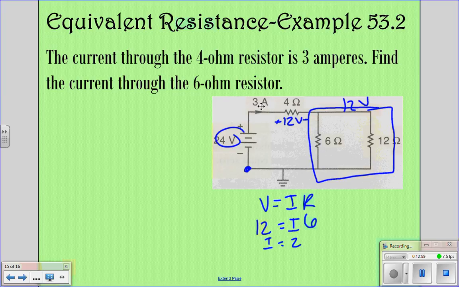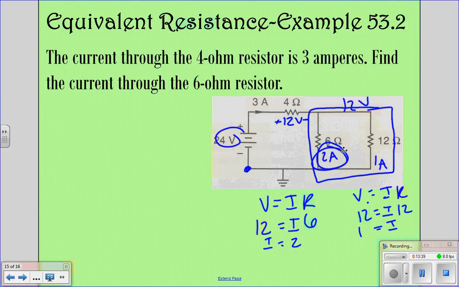We have 3 amps in total. 2 of them come through here, so that means that one more has to come through here. Or we could actually do it mathematically using our formula. Our voltage is 12, our current we don't know, and our resistor is 12. And so your I would have to be 1. So that's using the formula, but once you find one, you could find the other one. They only ask you for this one though, the current through the 6 ohm resistor. So that's how those work.